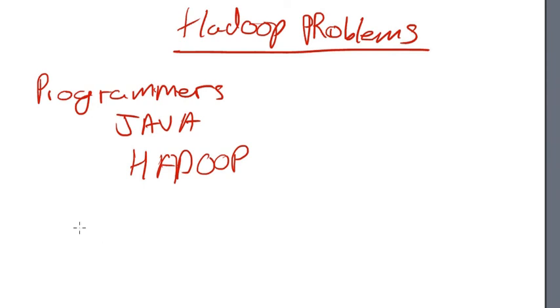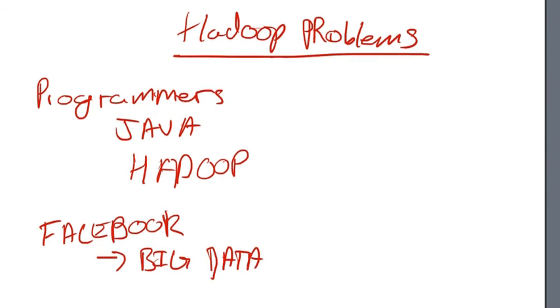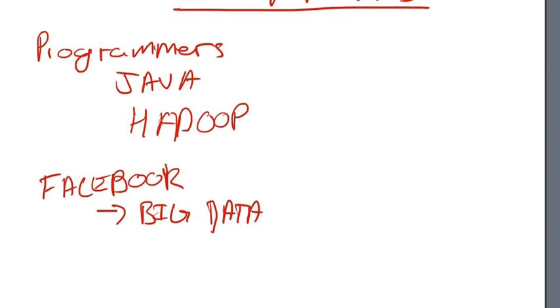So along comes Facebook, and they say, hey, we don't have a lot of programmers that know Java and Hadoop, and we have a big data, so they have big data. I think we all know that because they have a couple million people on, or a couple billion by now. So they have big data, and they are using a relational database.